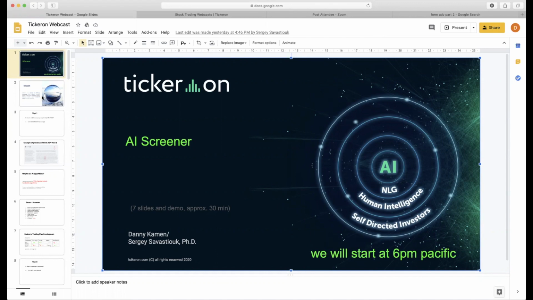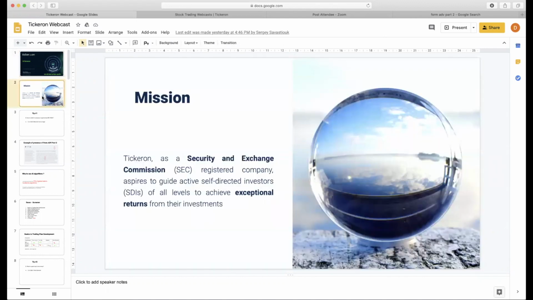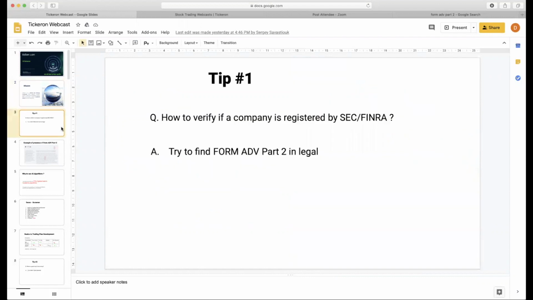Now, here at Tickeron, we are an SEC-registered financial advisor. There's really only one way to tell if somebody is an SEC-registered financial advisor or if they're just telling you that to sell you something. The best way to find out is to check if they have an ADV Part 2 form. It's a form that investment advisors fill out, which has a brochure, which pretty much discloses everything about their business practices.